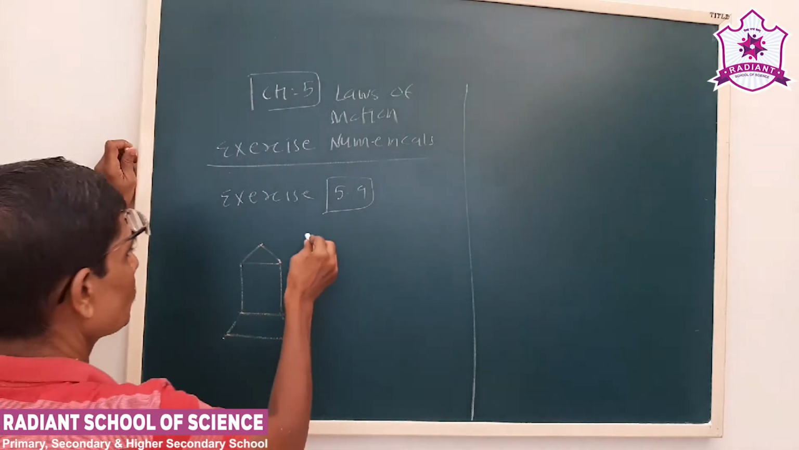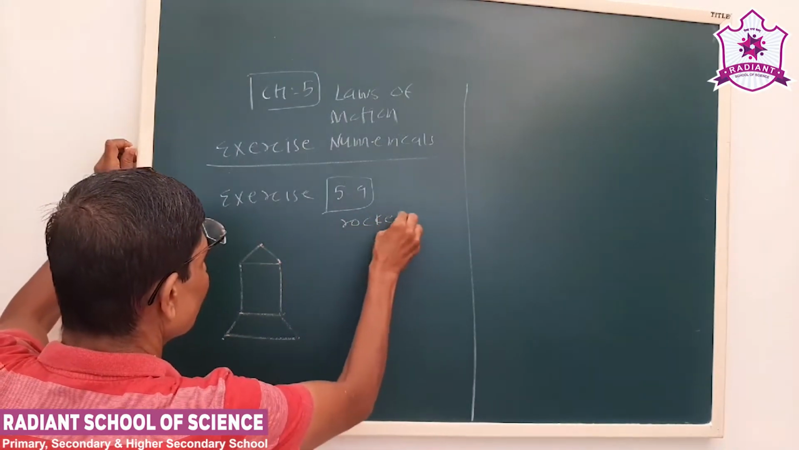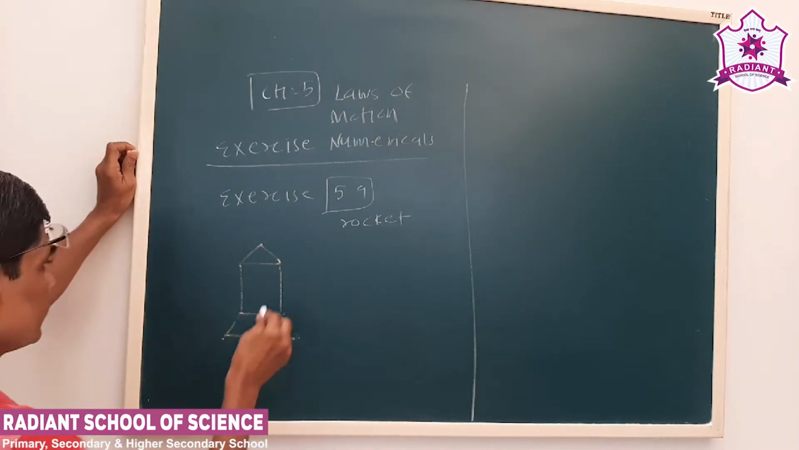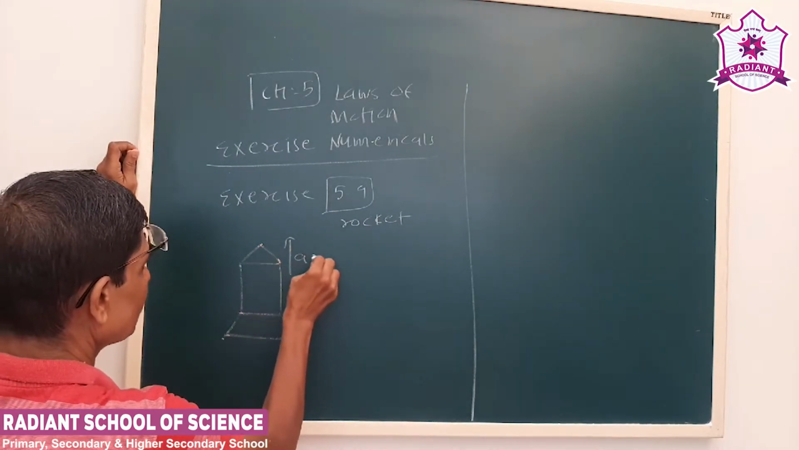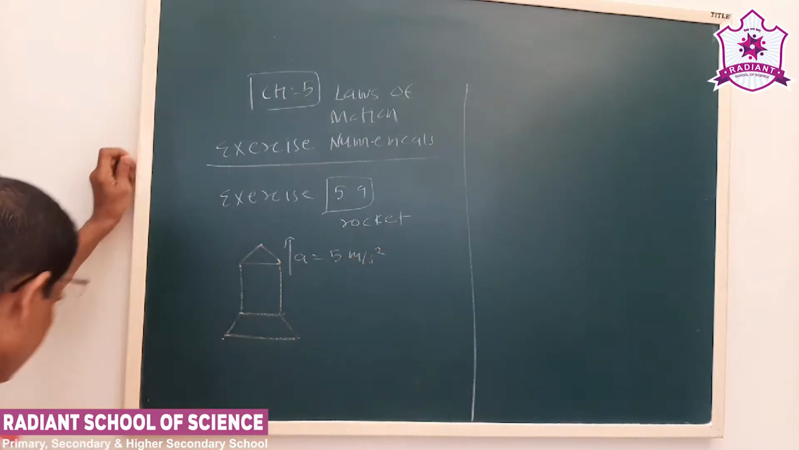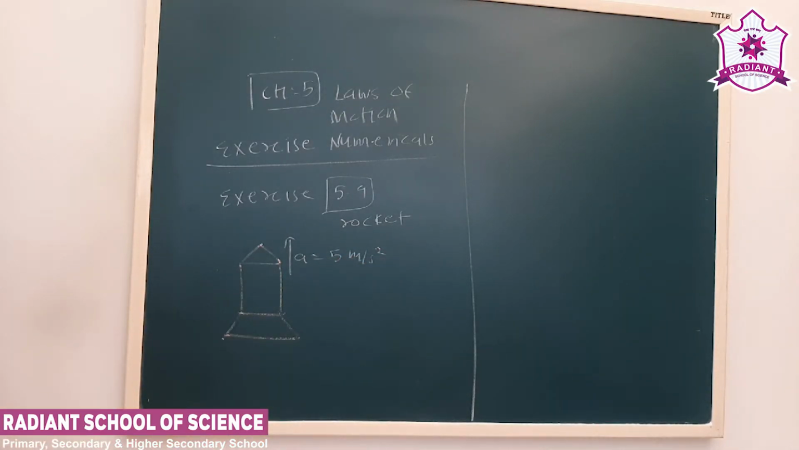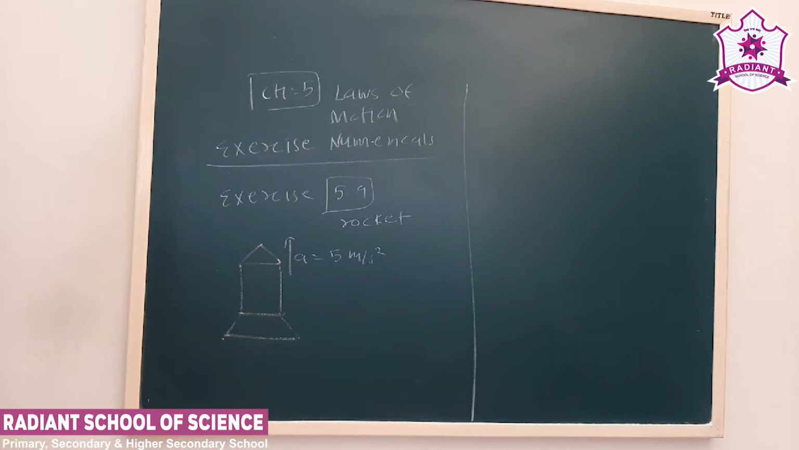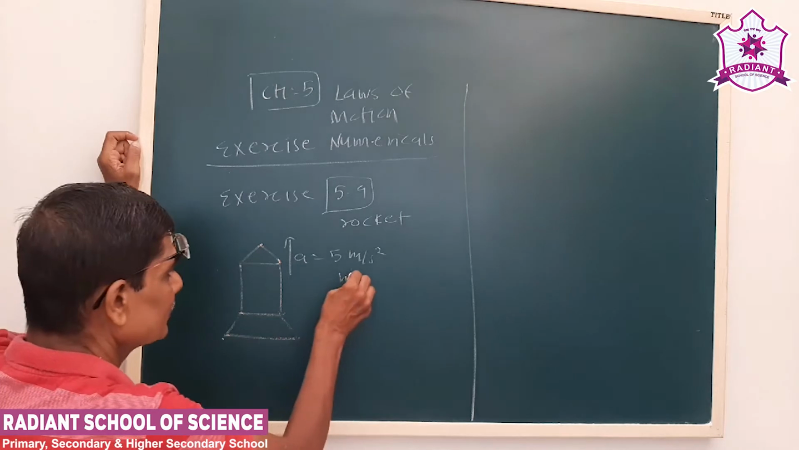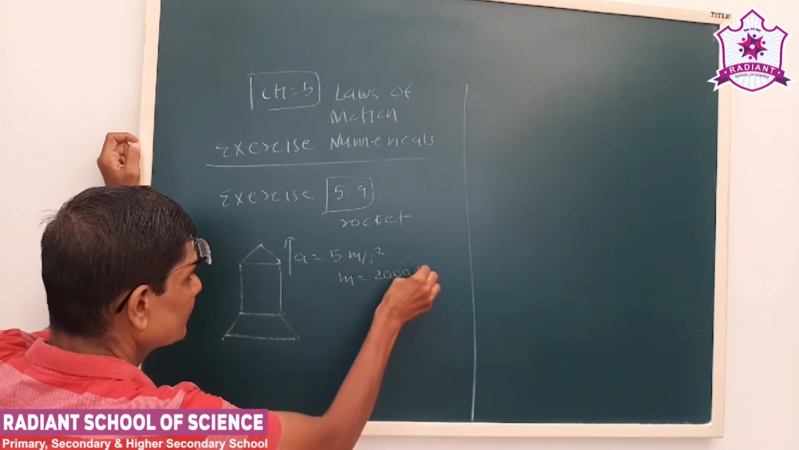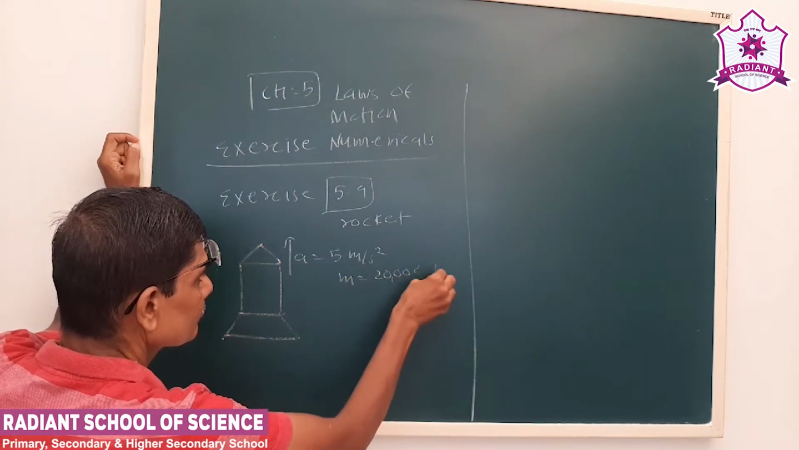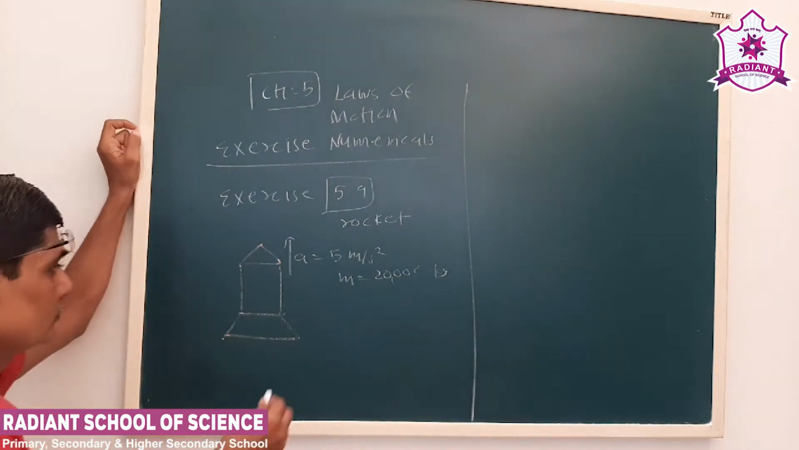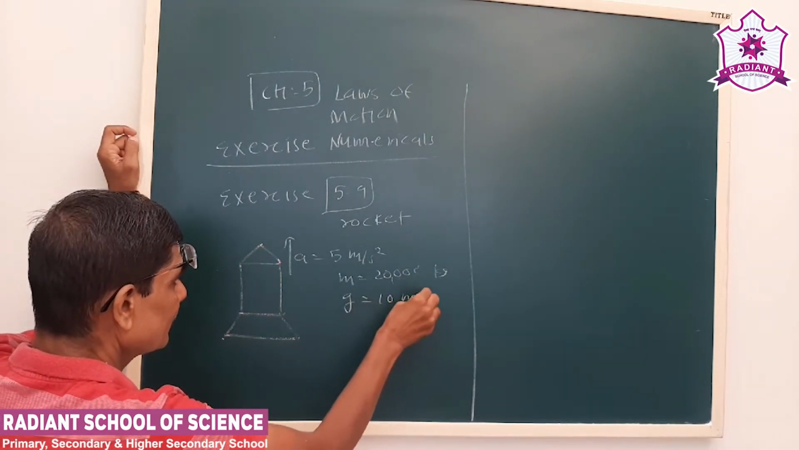Now see, the question says, a rocket is moving upward with an initial acceleration of 5 meter per second square. When the explosion takes place, we have to calculate the initial force acting on the rocket. The mass of the rocket is 20,000 kg, and the g value we have to consider as 10 meter per second square.